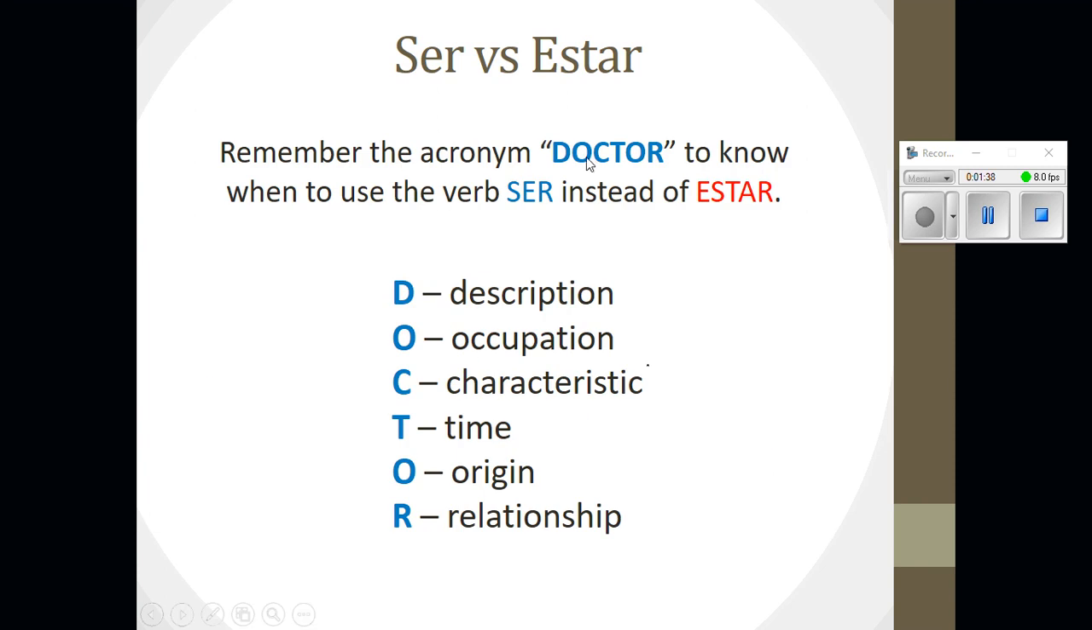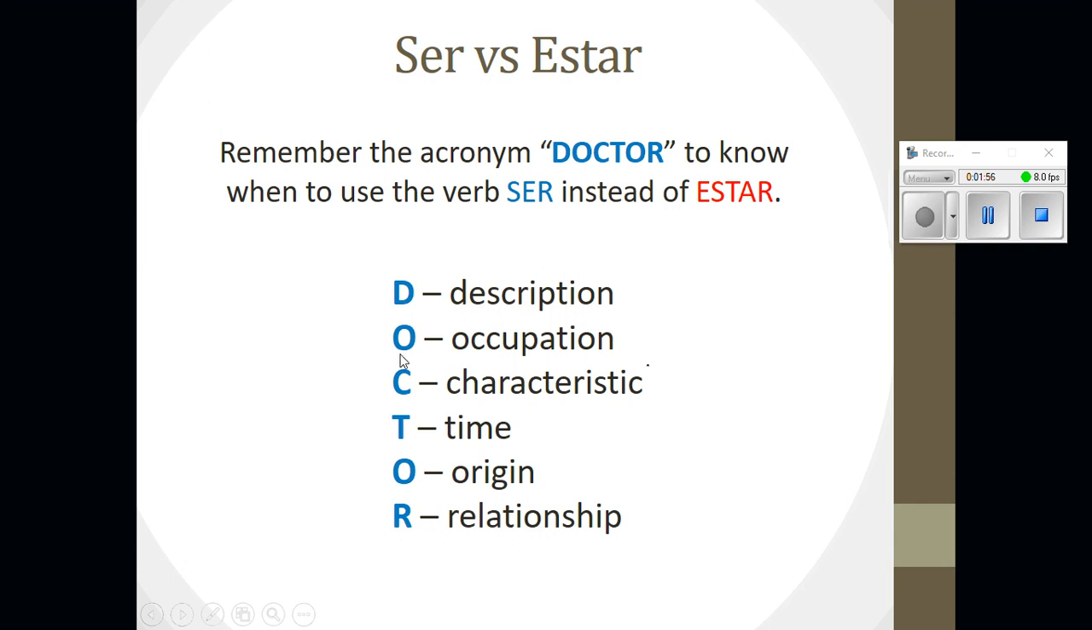All right, there's an acronym here, DOCTOR. You can use this to know when to use ser instead of estar. So you take each letter of the word and you break it down and give it another word. So for example, the D in doctor would be description. If you want to make a description, you want to use ser.